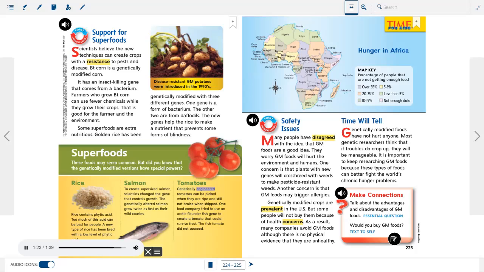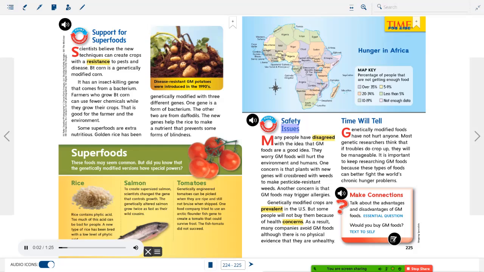Tomatoes. Genetically engineered tomatoes can be picked when they are ripe and still not bruise when shipped. One food company tried to use an Arctic flounder fish gene to create a tomato that could survive frost. The fish tomato did not succeed.